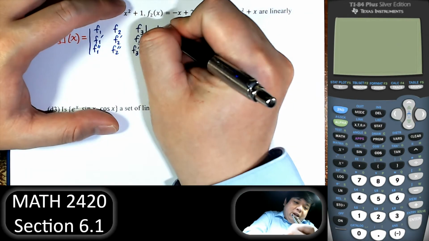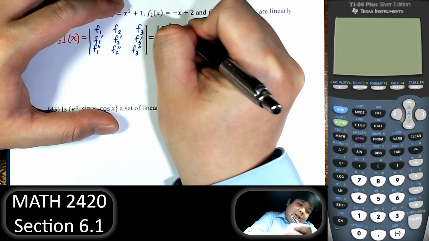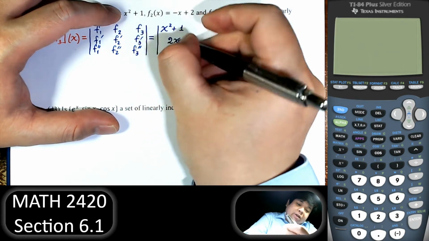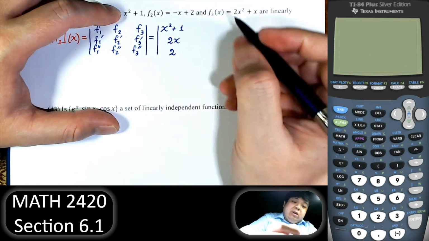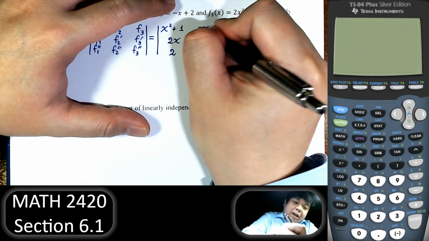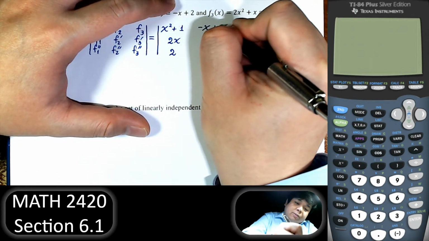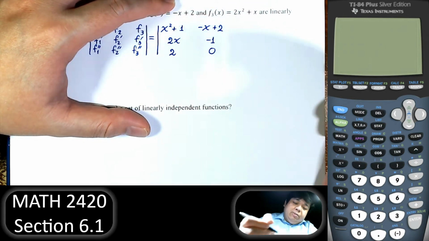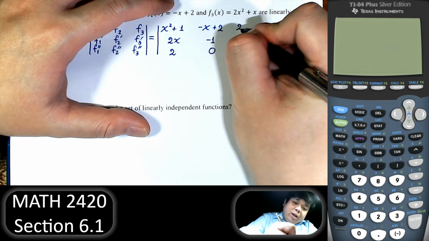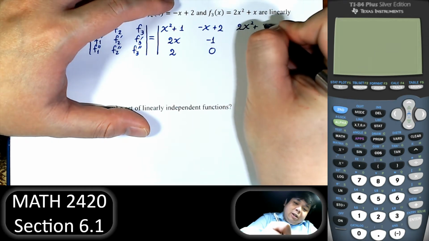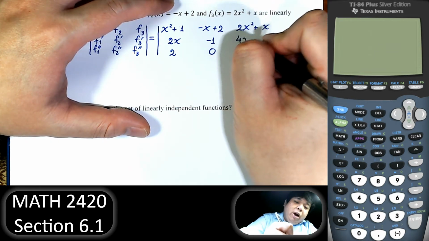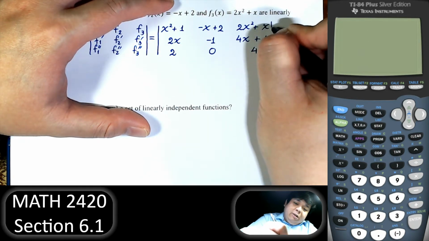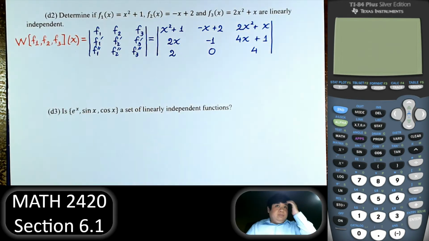So x squared plus 1, derivative 2x, derivative of 2x is 2. That's the first one. Second, negative x plus 2, derivative negative 1, derivative 0. Next, 2x squared plus x, derivative 4x plus 1, and the derivative again is 4. So we have a 3 by 3 determinant.